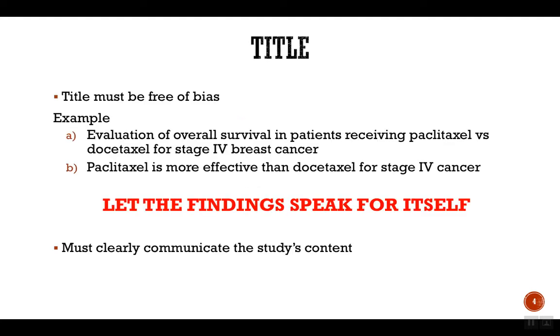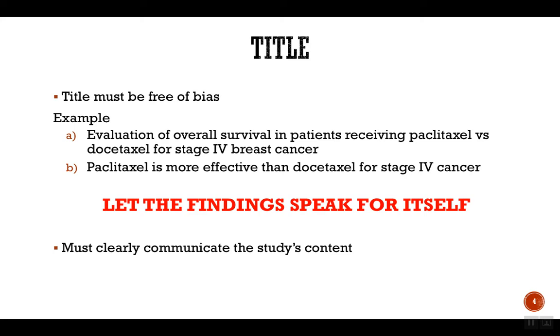So for the title, you want to make sure the title is free of bias. So for the example here, we have A: evaluation of overall survival in patients receiving paclitaxel versus docetaxel for stage 4 breast cancer. And for B, we have: paclitaxel is more effective than docetaxel for stage 4 cancer. Now, as you can see in option B, they're clearly telling you which medication is effective in the trial, right? They're basically telling you the result. And that is not the right way to do this. You must let the findings speak for itself. You must let the evaluator or the reader go in, read the trial, and determine the results on their own.